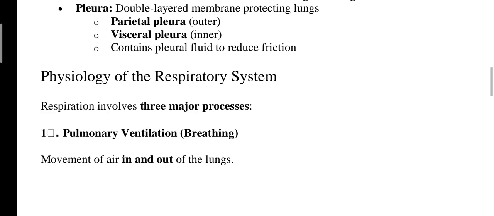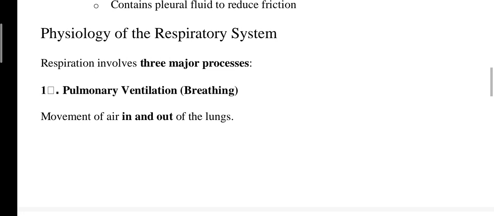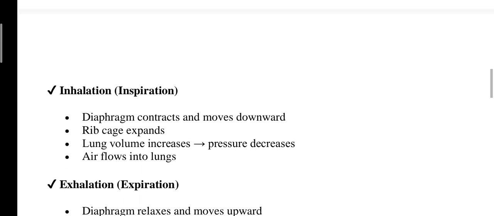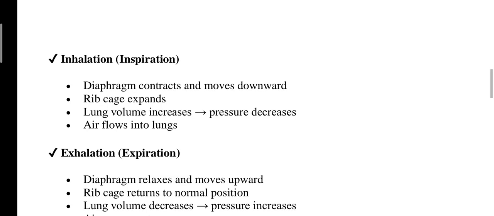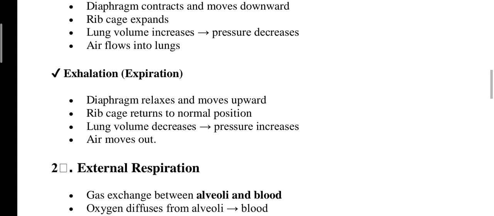Respiration involves three major processes, in which the first one is pulmonary ventilation, which means breathing. Movement of air in and out of the lungs is called breathing. Next, inhalation, or inspiration: the diaphragm contracts and moves downward, the rib cage expands, lung volume increases, pressure decreases, and air flows into the lungs. Inhalation means air goes inside.